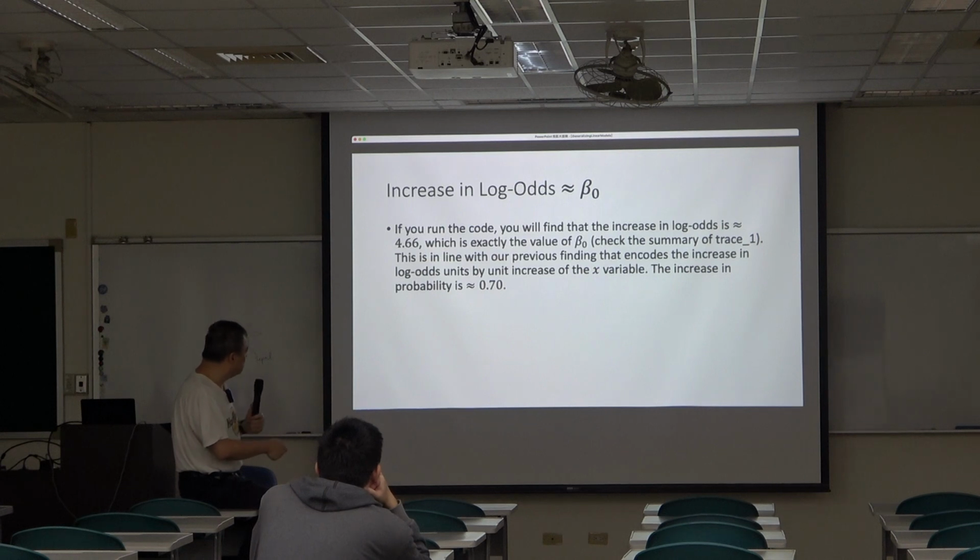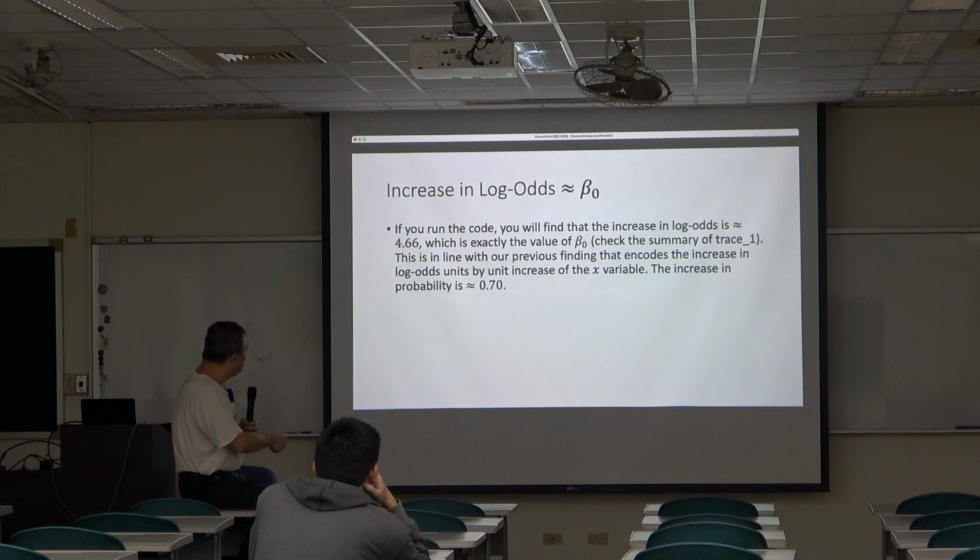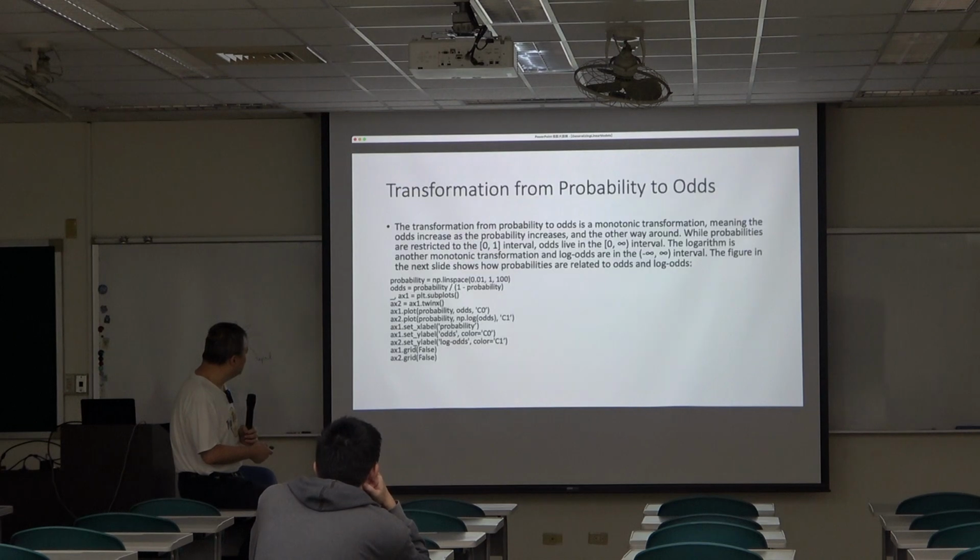So the increase in the probability, once you apply the logistic function to it, is 0.70. So the increase in probability is huge, because remember the probability is between 0 and 1. Just increasing x1 by 1, the probability increased by 0.7. That's because it's close to, it actually is close to.